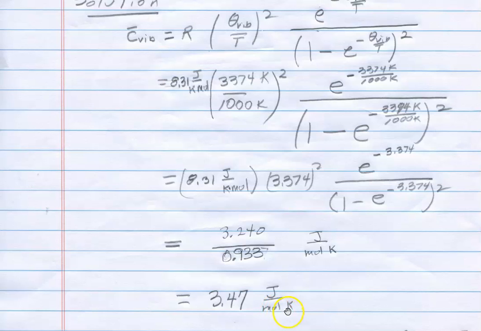3.47 joules per mole Kelvin for the specific heat. Just the vibrational, this is specific heat at constant volume, and it's just the vibrational contribution to that.